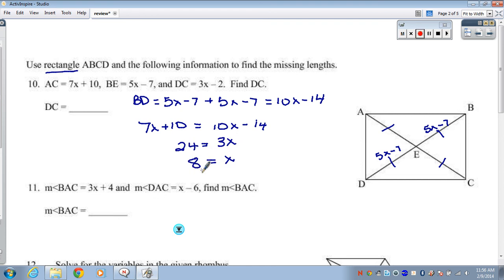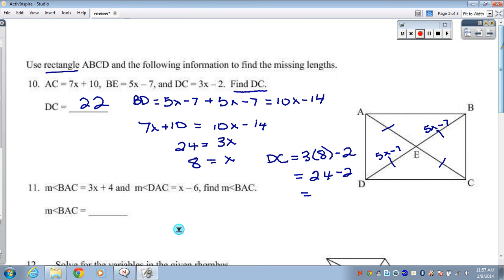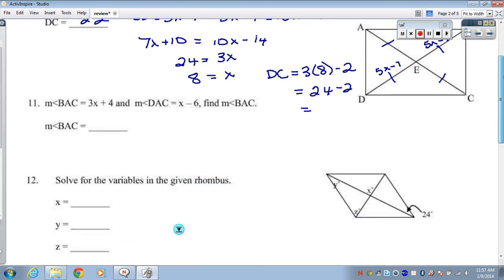Did I answer the question? No. The question says find DC. So DC equals 3 times 8 minus 2, which is 24 minus 2, which is 22. All right, number 11.